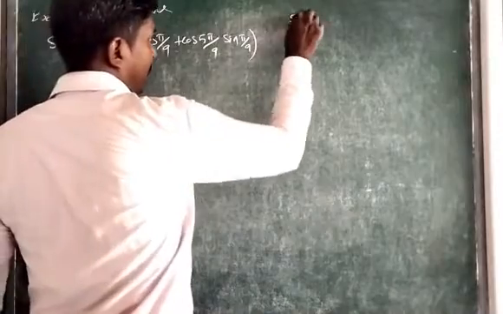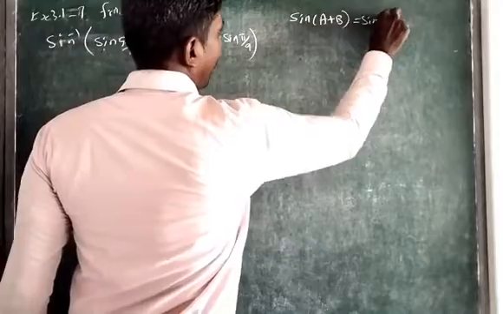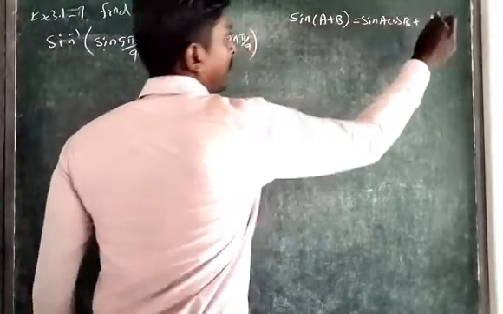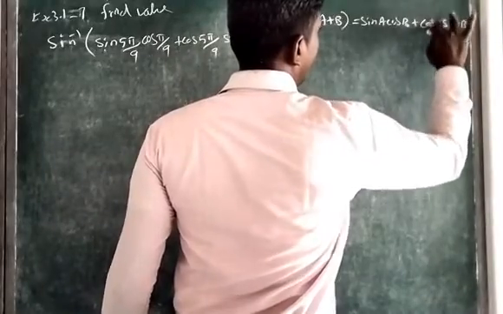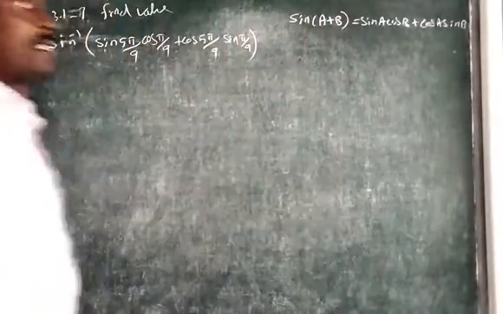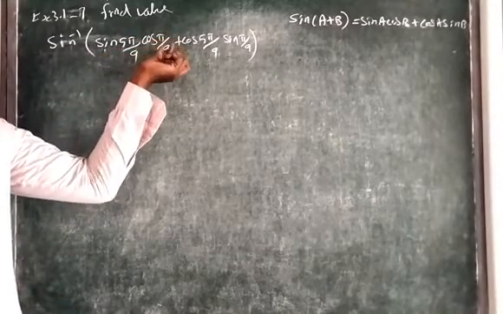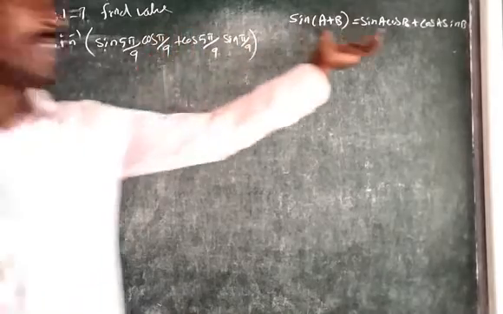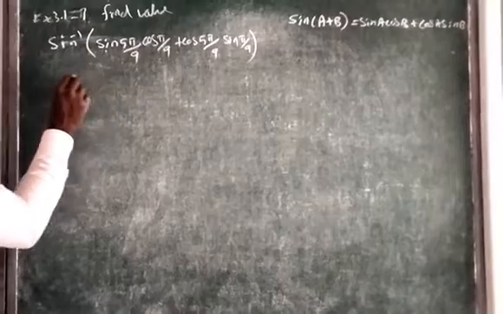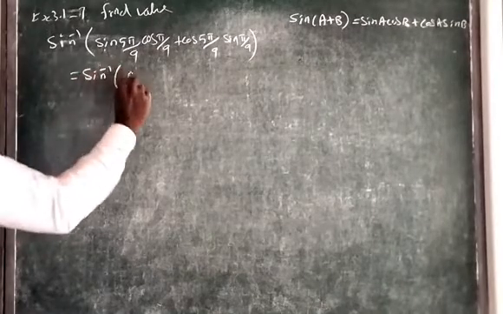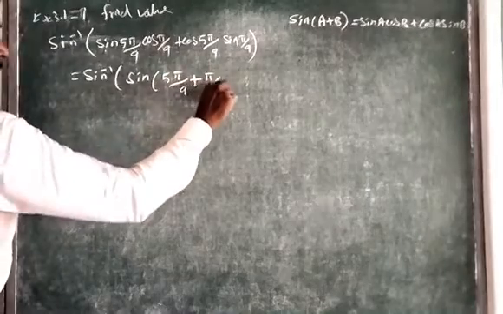Just remember the formula: sine of A plus B can be written as sine A cos B plus cos A sine B. So instead of A, take 5 by 9, and instead of B, consider pi by 9. The same term we can write as sine of A plus B. The same we want to write in terms of sine, so we can write sine inverse of sine of 5 pi by 9 plus pi by 9.